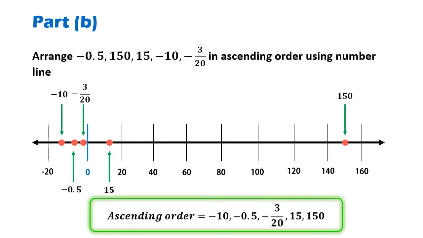Part B. Arrange minus 0.5, 150, 15, minus 10 and minus 3 upon 20 in ascending order using number line. The locations of the given numbers is illustrated on the number line below. Therefore the ascending order will be minus 10, minus 0.5, minus 3 upon 20, 15, 150.